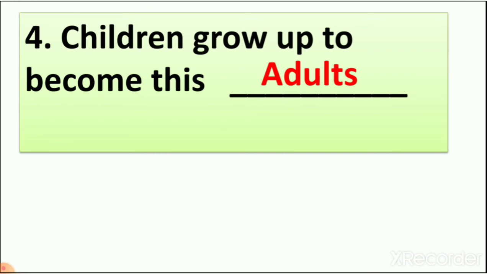When you are doing something wrong or you are going near the gas stove, your mother tells you that you are very small, don't go there, right? So it means you are right now small, but you become adults. So children grow up to become adults, right?